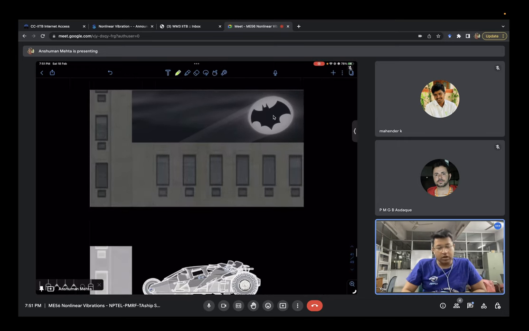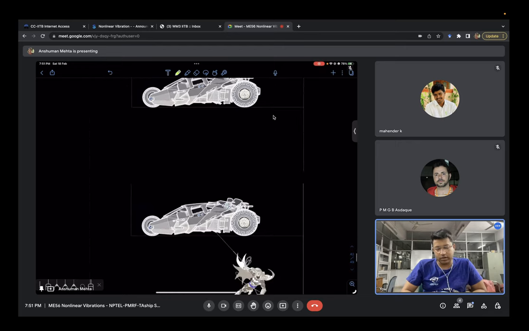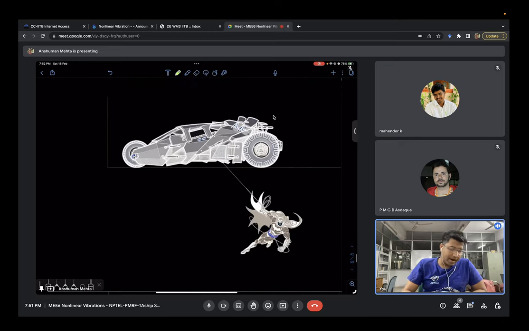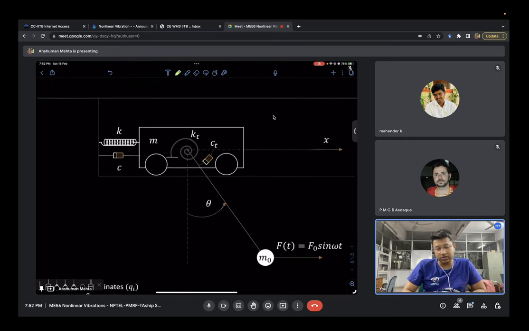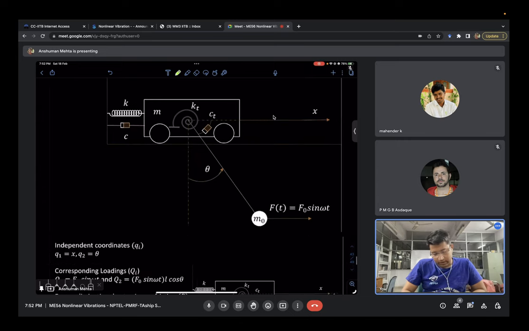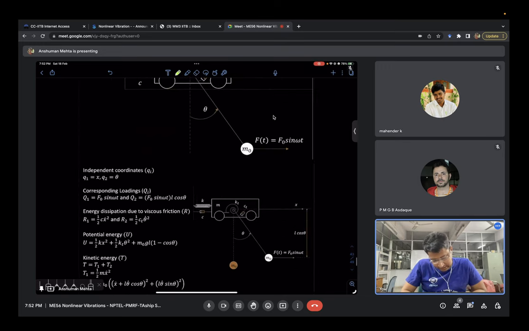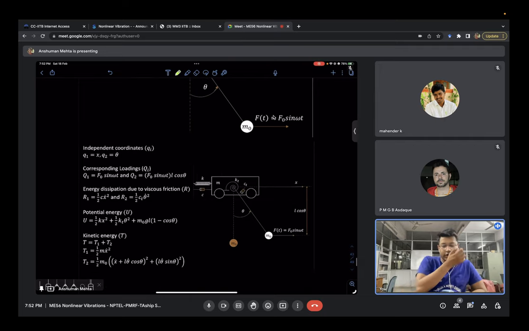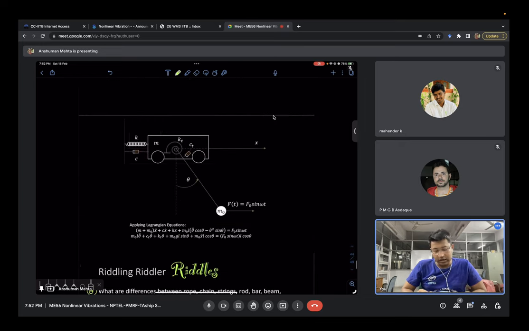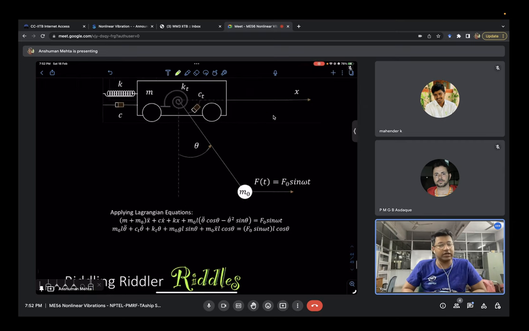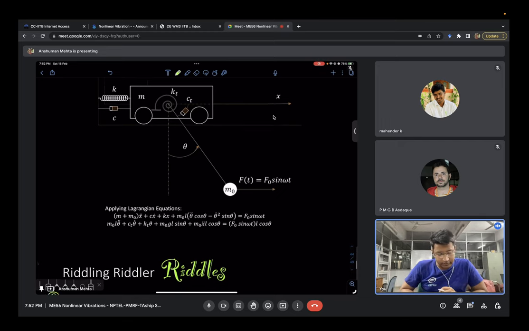So the last comic was about Batman just landing from his Batmobile, and now we can abstract the situation like this. Now the independent coordinates are x and theta, then the loading we can write such as this, then the energy dissipation function we can write like this. Then potential energy, kinetic energy, everything we can write. Then we can find the Lagrange equation of motion using the similar method which we have covered.